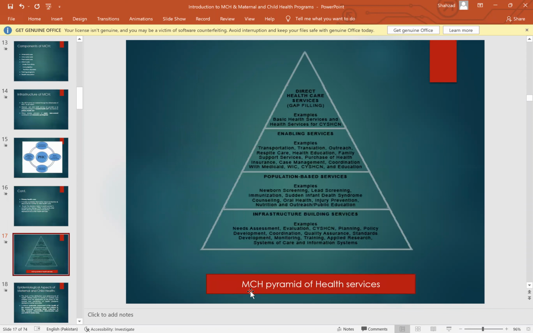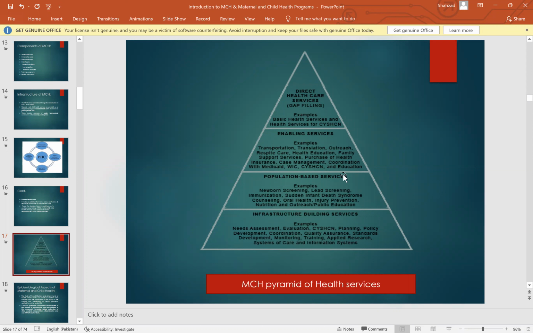If we see the hierarchy of the MCH pyramid of health services, at the base you can see the infrastructure building services, which include need assessment, evaluation, children and youth with special healthcare needs, planning, policy development, coordination, then quality assurance, standards development, monitoring, training, applied research, system of care and information system.